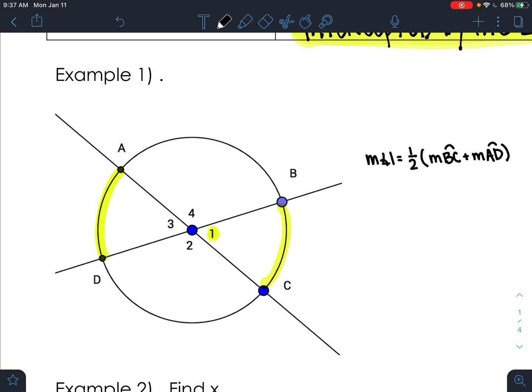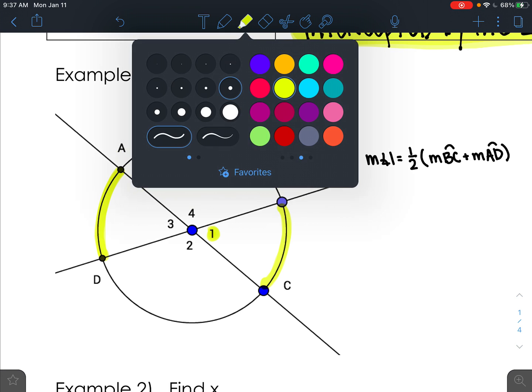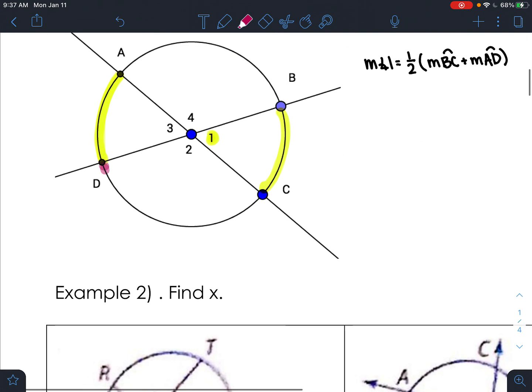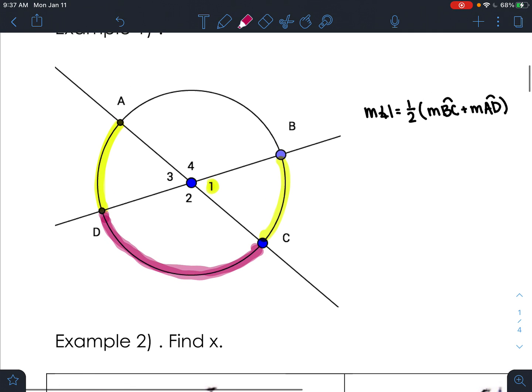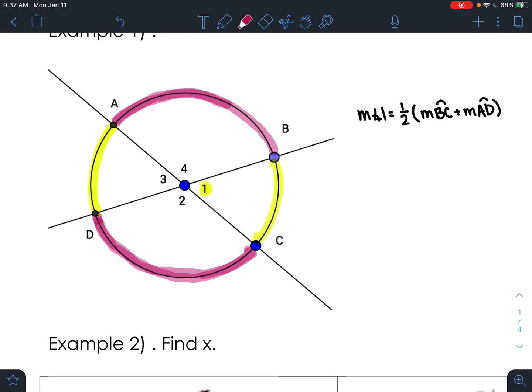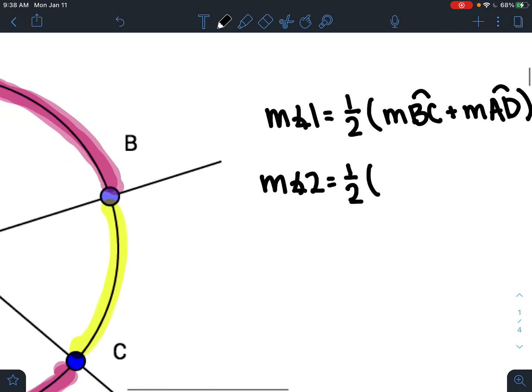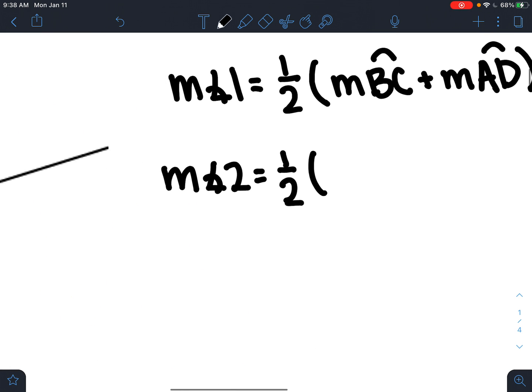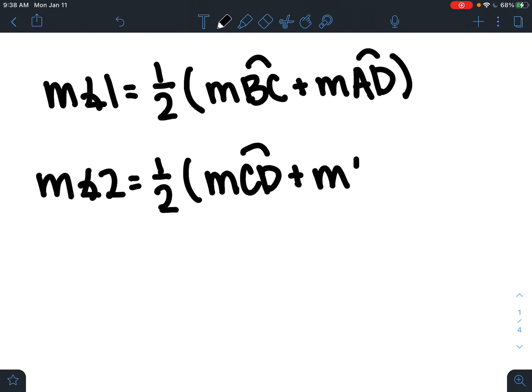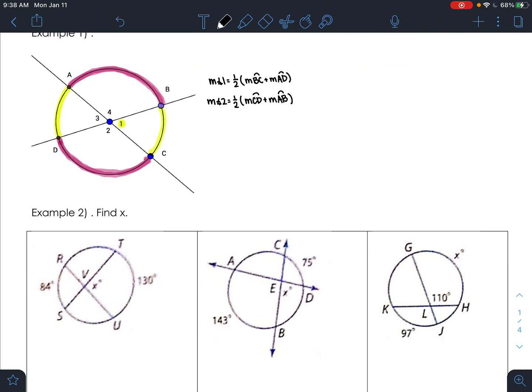But now let's take a look at angle 2 and angle 4. If we look at angle 2, the arc that's intercepted by angle 2 is this arc CD. And then vertical to 2 is angle 4, and that arc is AB. So if I write a similar formula to find the measure of angle 2, it would be equal to 1/2 the sum of those two arcs. So it'd be 1/2 of the measure of arc CD plus the measure of arc AB. So let's go ahead and apply this.